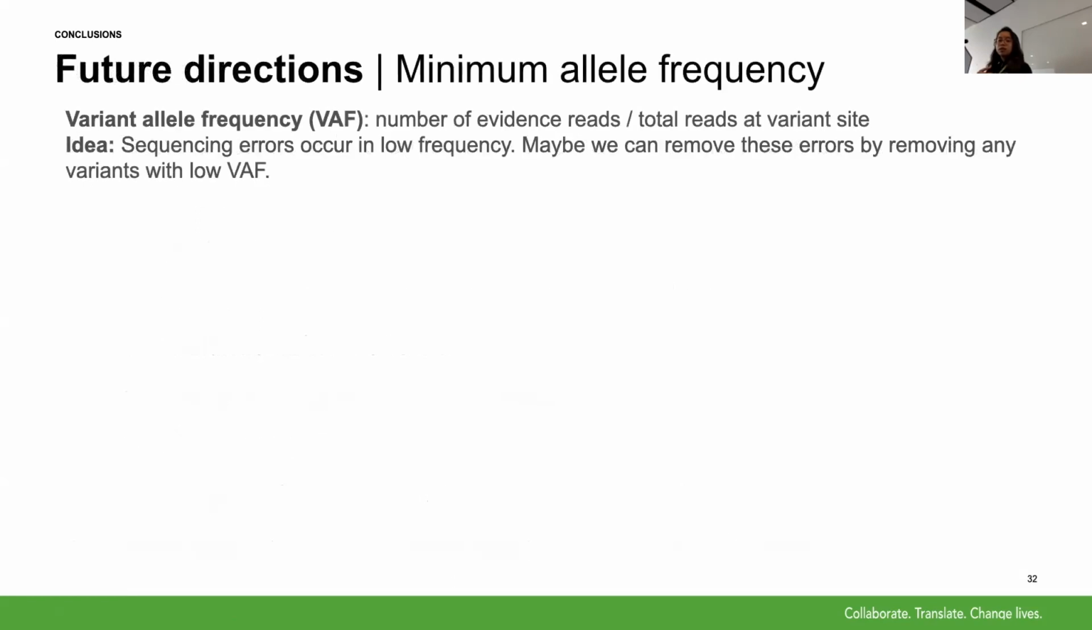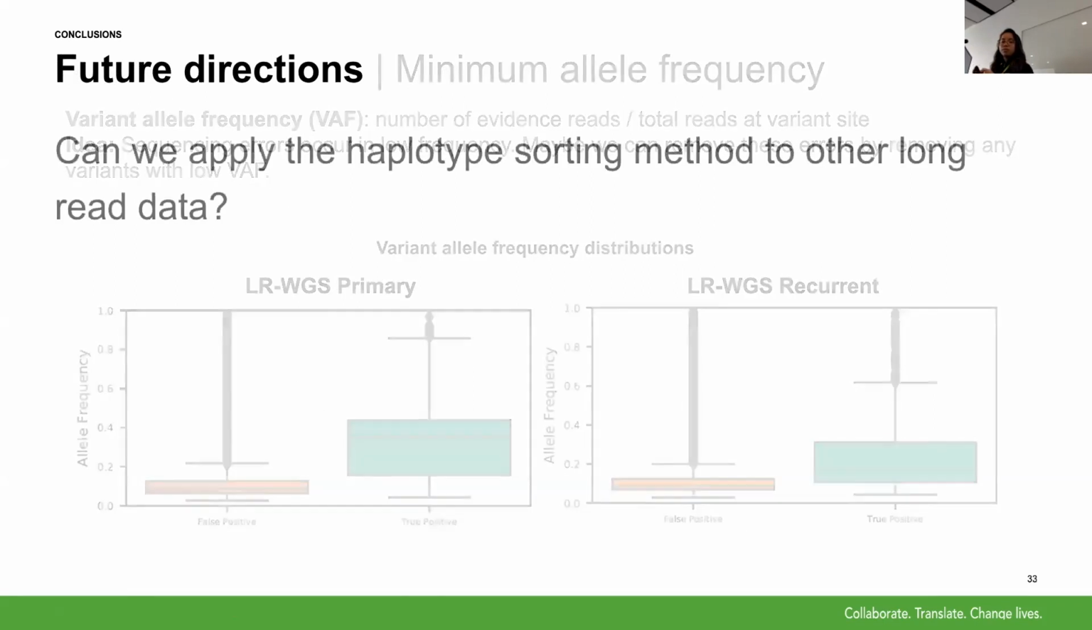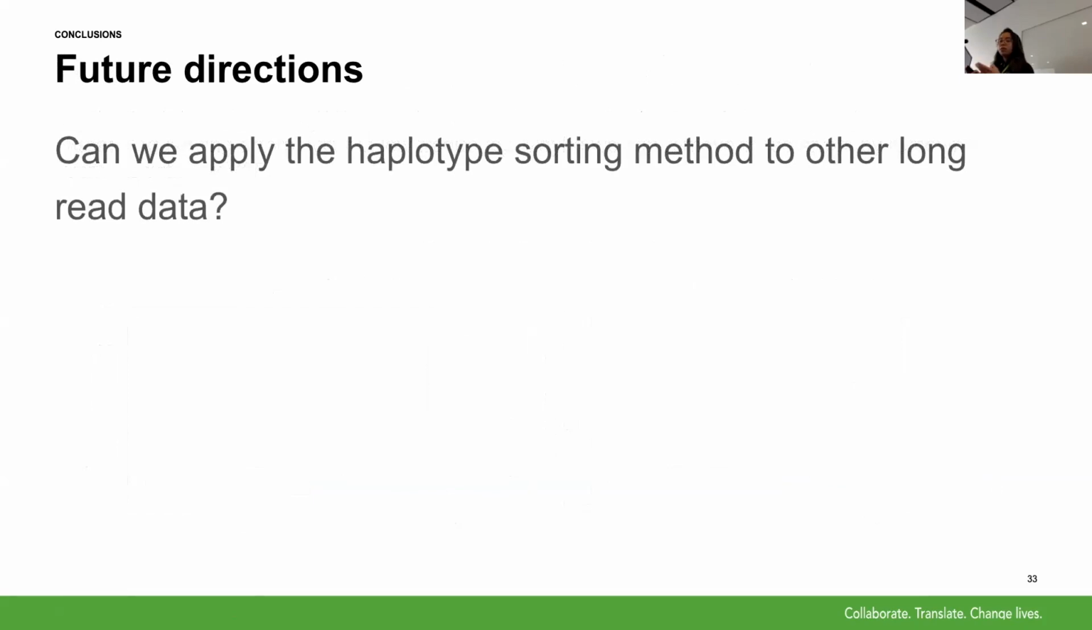Some future directions: we are hoping to do a minimum allele frequency cutoff. When we looked at the allele frequency distributions, we found that a lot of the false positives have a much lower allele frequency. So if we cut off any variants below a certain allele frequency, then we can probably reduce the number of false positives further. Another future direction is that maybe we can apply this haplotype sorting method to other long read data such as PacBio or Oxford Nanopore.